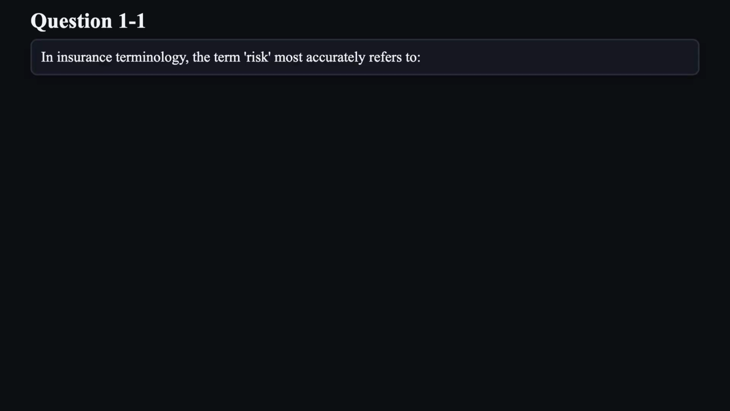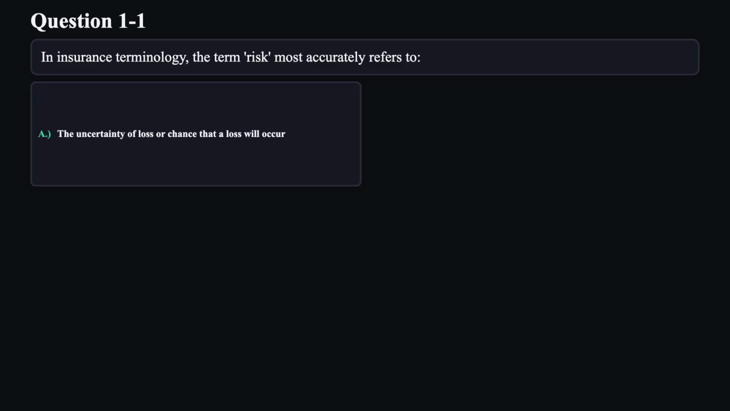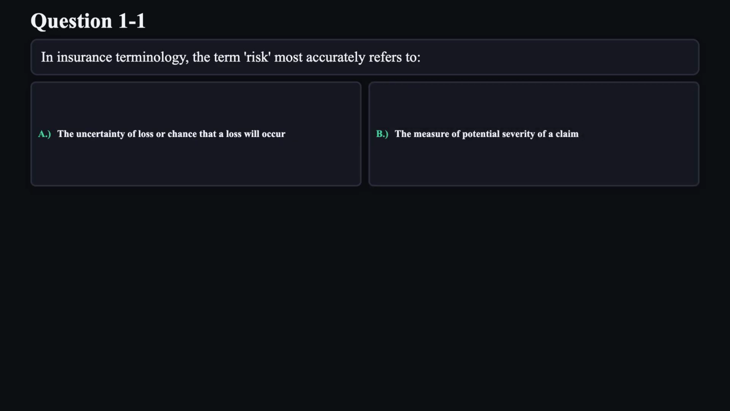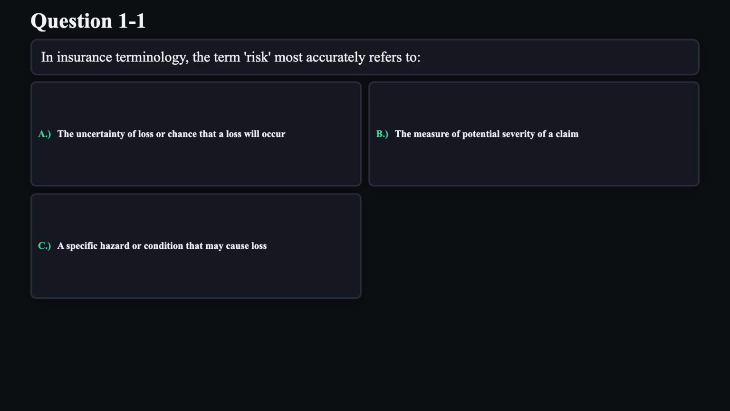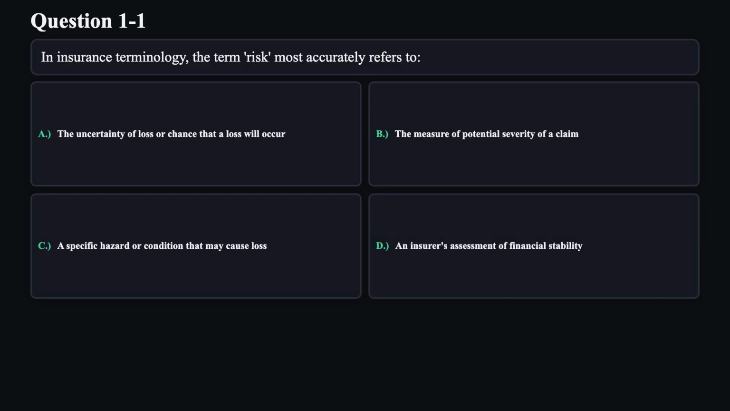Let's get started. Question 1. In insurance terminology, the term risk most accurately refers to A. The uncertainty of loss or chance that a loss will occur. B. The measure of potential severity of a claim. C. A specific hazard or condition that may cause loss. D. An insurer's assessment of financial stability.